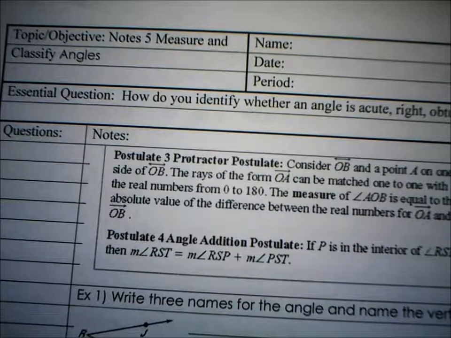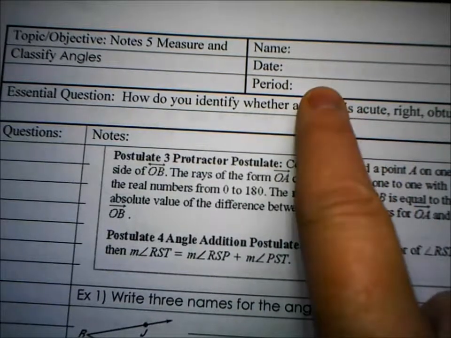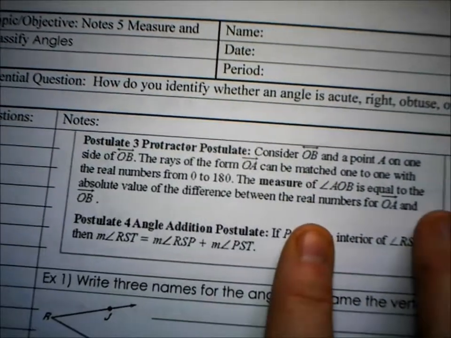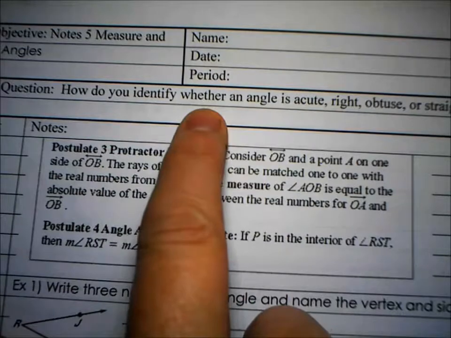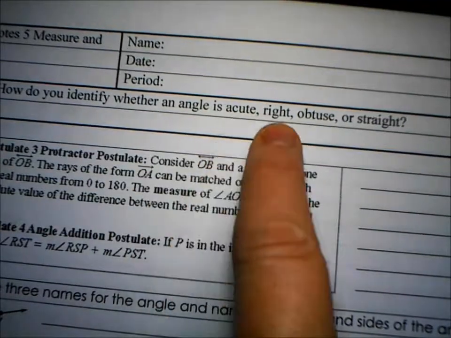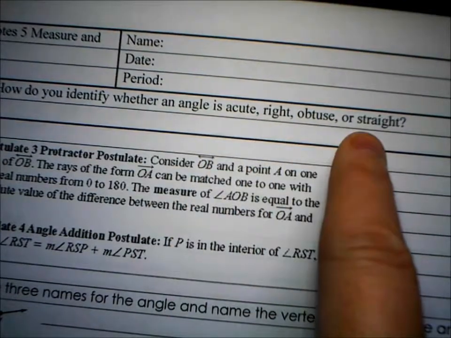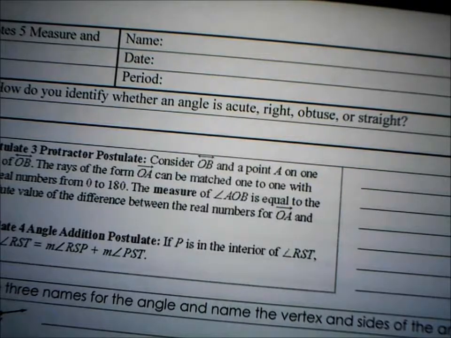Okay, today in geometry we'll do Notes 5, measure and classify angles. This is an easy assignment today. Make sure you put your name, date, and class period, please. Our essential question for today is, how do you identify whether an angle is acute, right, obtuse, or straight? Should be easy to answer.